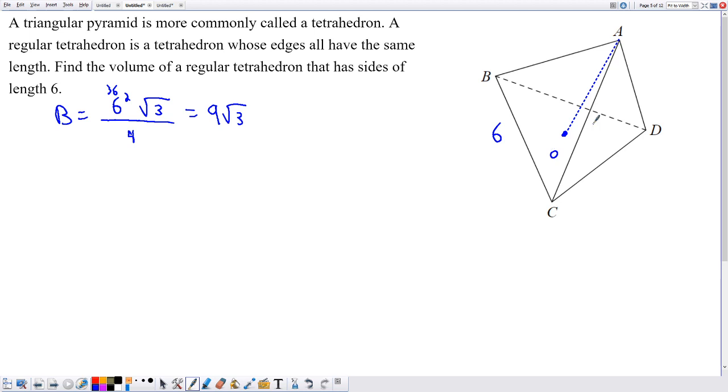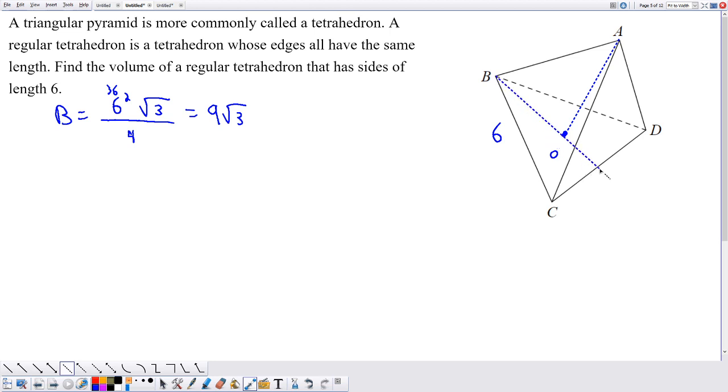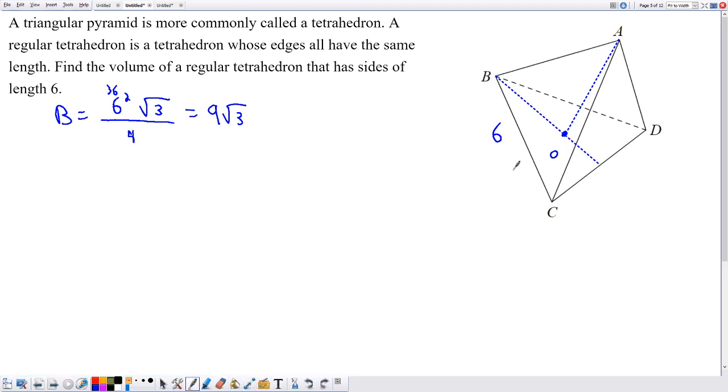Now, how can we solve this problem for the height? Well, all triangles have altitudes, but let's consider drawing the altitude. In fact, it's good to draw the altitude because that is another way to find the area of this triangle.